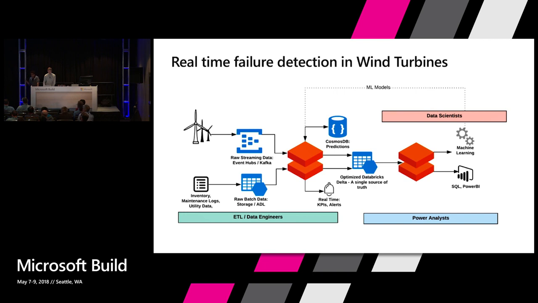We're going to read this data. We're going to store this data. We also have historical knowledge on which turbines have failed, which turbines have not failed. We're going to use that to build an ML model on the batch data. Then we're going to take that ML model and apply it to a real-time stream, so you can see in real time, you can predict if a wind turbine is going to fail or not.